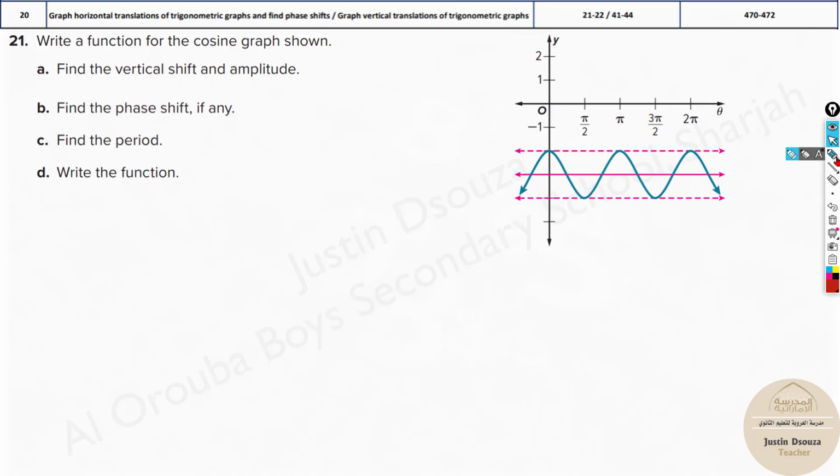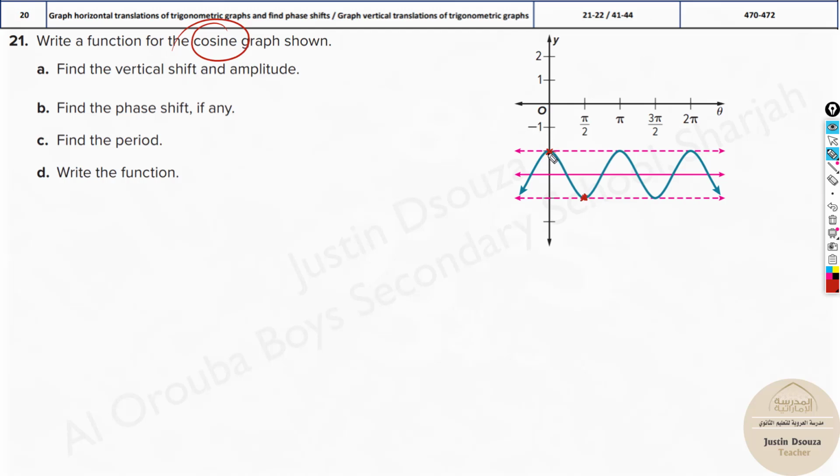You can see the graph is already given to you, and they have told you to find the vertical shift, amplitude, phase shift, if any, and then the period and the function. So let's directly start the problem. Where is the graph? It has moved. It's not from the center, right? It has moved. And over here, which graph did they mention? It's cosine.